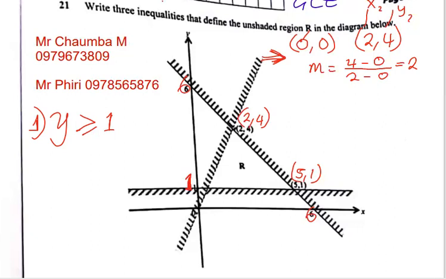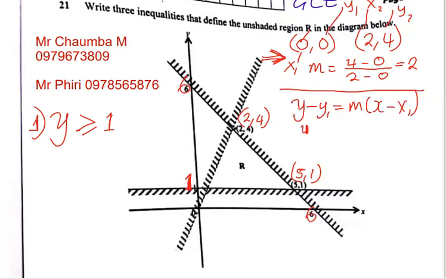Then now we have to write the equation, which is always given by this formula here. For me, I'm going to go with the zeros. We go with the first point, which is x1 here and y1 here. So we say y minus y1, which is 0, equals m, our gradient, which is 2, times x minus x1.